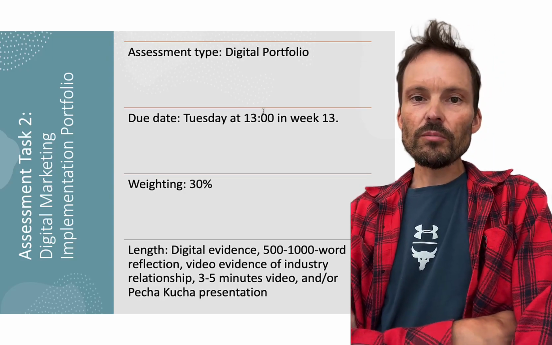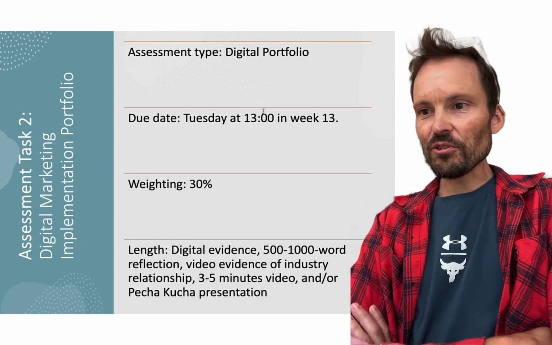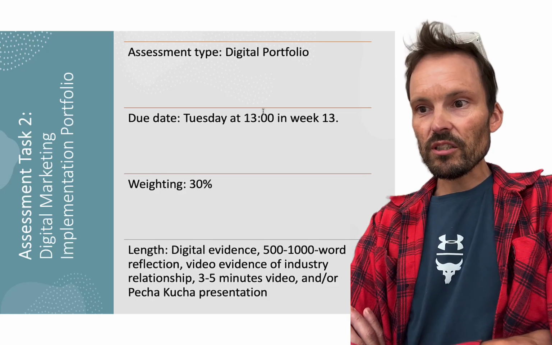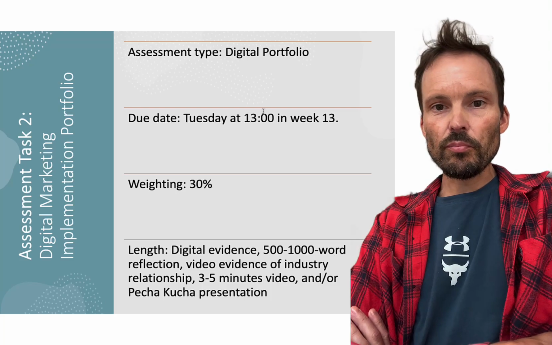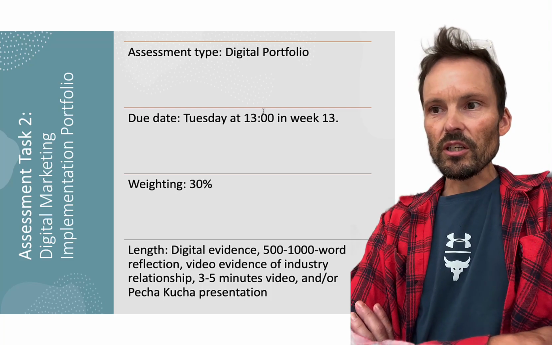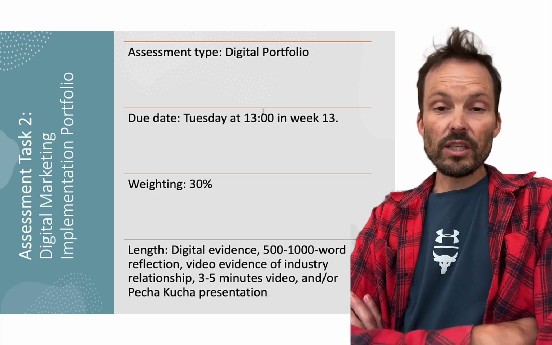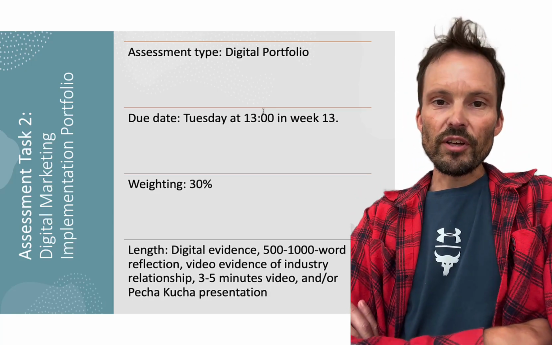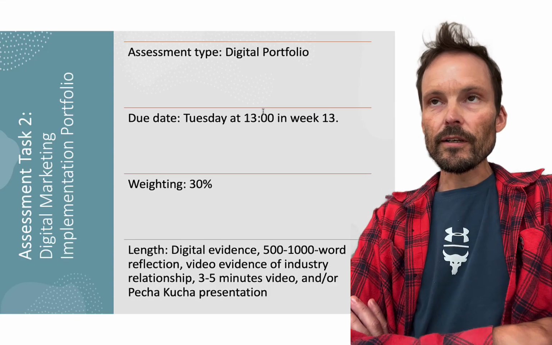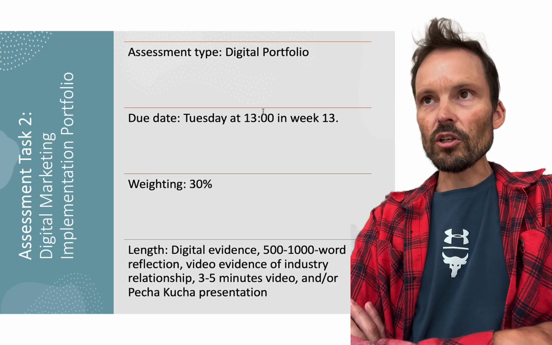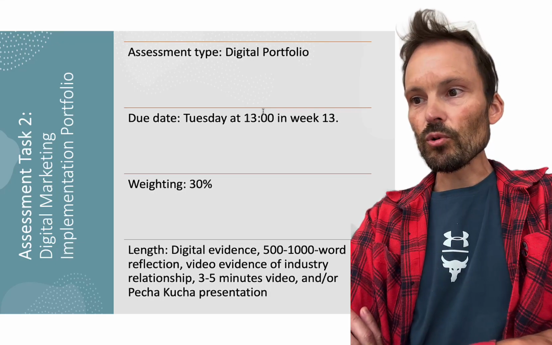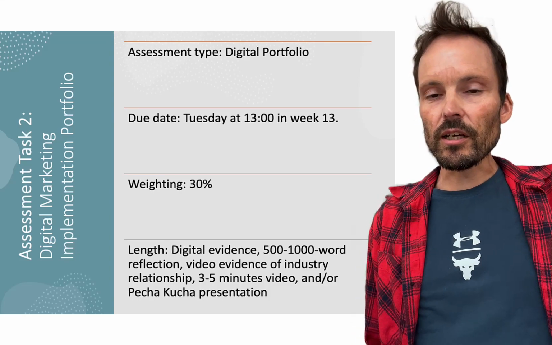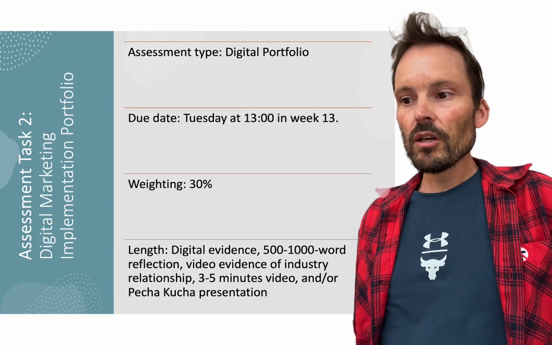All right, so assignment 2 follows naturally, directly from assignment 1. It is not a report, it is a digital marketing implementation portfolio. So the assessment type here is a portfolio, which means that it's a collection of artifacts that you put together nicely formatted, not a text-heavy written report. It's due at 1 o'clock in week 13, also worth 30%.